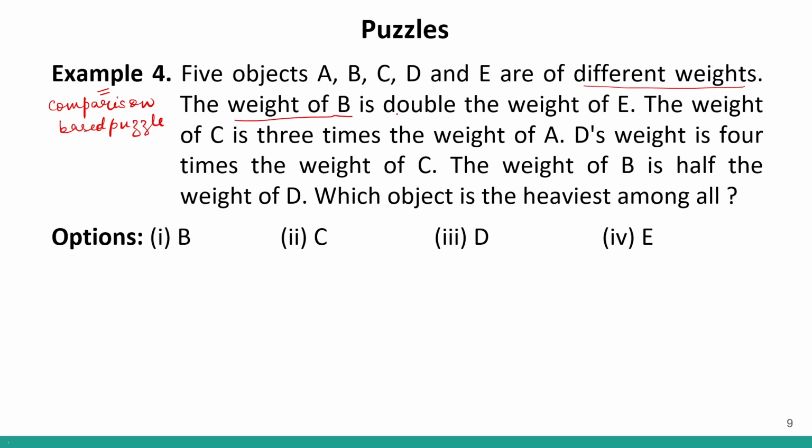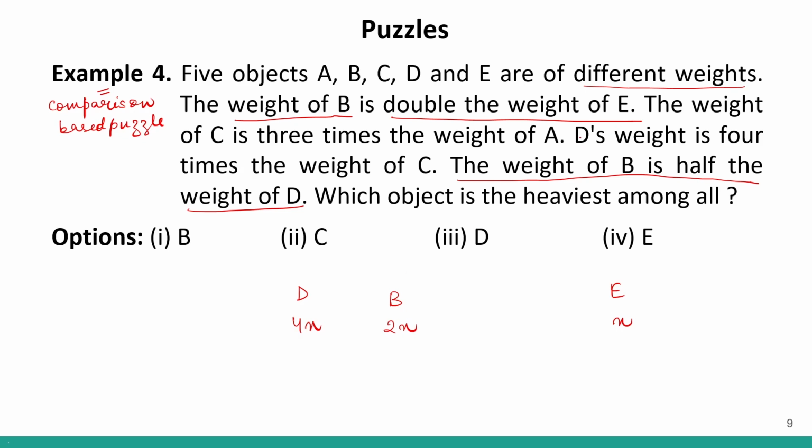The weight of B is double the weight of E. So if I say weight of E is X, I can say weight of B will be 2X because it is double the weight of E, correct? The weight of C is 3 times the weight of A. Let us hold this information because we are talking in terms of X. Now, it is given to us D's weight is 4 times the weight of C. Let us hold this information. Now coming to this, the weight of B is half the weight of D. So if weight of B is half the weight of D, D will be 4X. That is how B's weight will be half of it, correct?